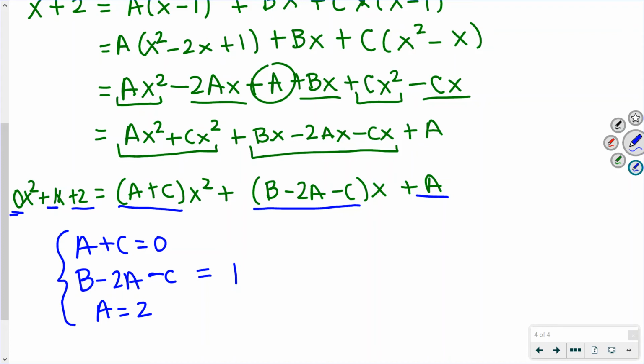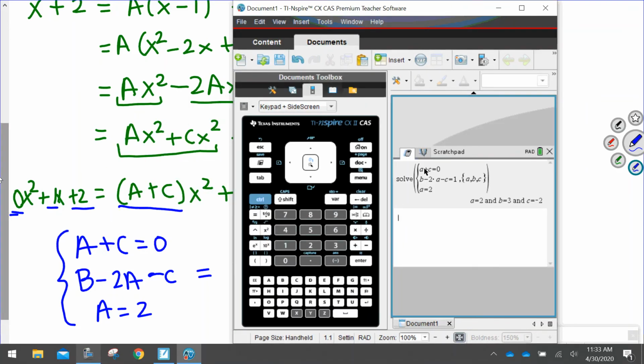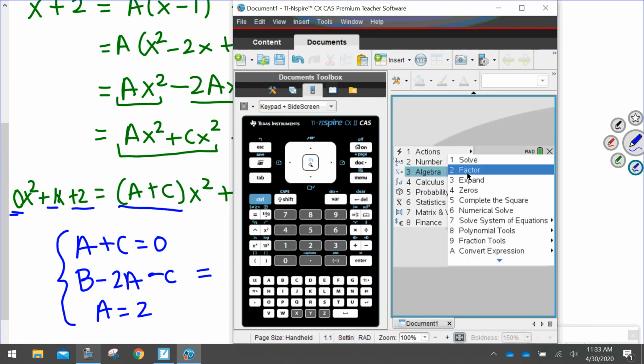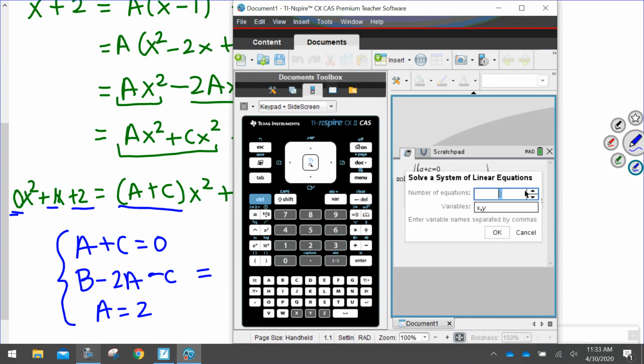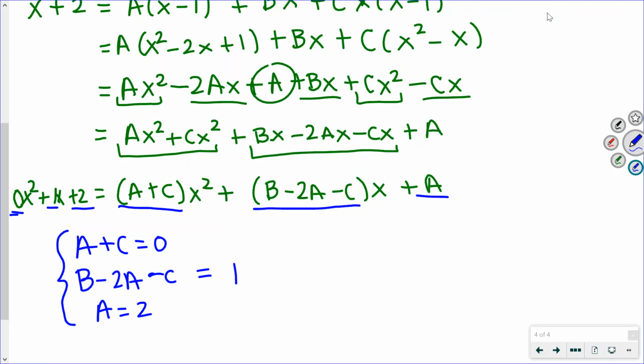I went ahead and just typed it into my calculator the same way, except this time when you press menu, algebra, instead of just 2 equations, we're going to have 3. And then you can see when you jump down here, it changes it to x, y, z, so you can change it to A, B, C. Once you change it and enter your equations, this is what you get. We end up with A equals 2, B equals 3, and C equals -2.